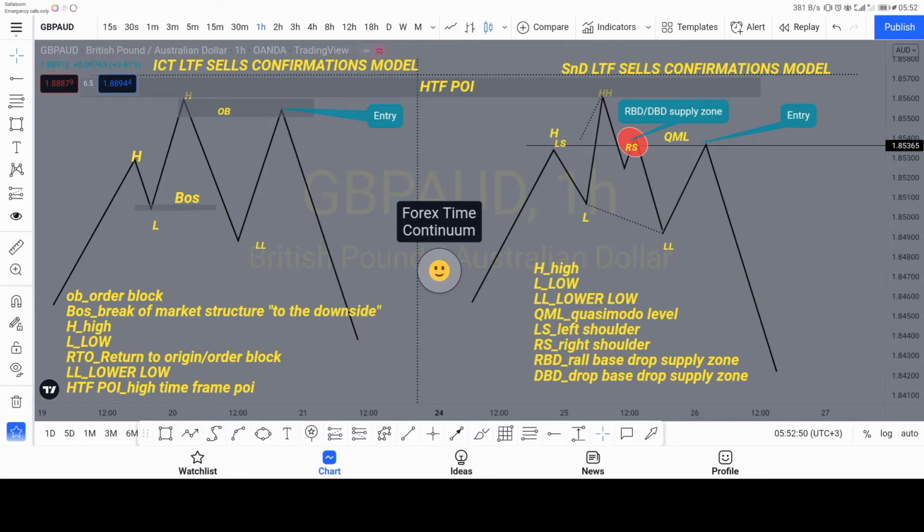Yesterday I did a video on lower time frame confirmations on the buy models. So many people requested I do the sell model, which is more of the opposite. On this video there isn't that much. I'm just showing the lower time frame sell confirmations on sell setups.